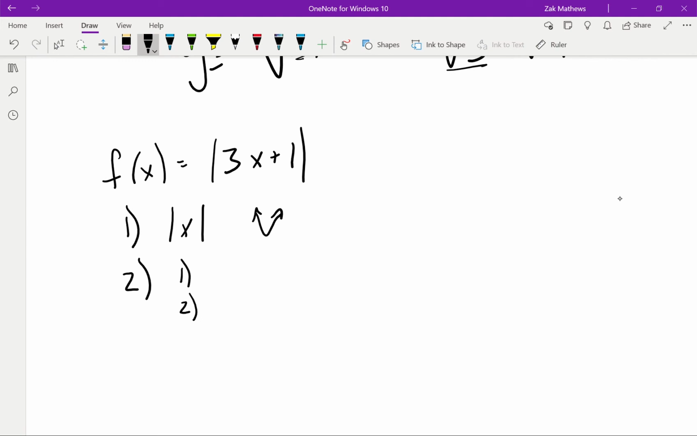Always horizontal shifts first. So I have that plus 1, that's actually going to shift me to the left by 1. The 3 times x, that is actually a horizontal compression, because again, we're thinking of it as the opposite. The 3 we would think would make it bigger, but it's going to make it smaller. Horizontal compression by 3.